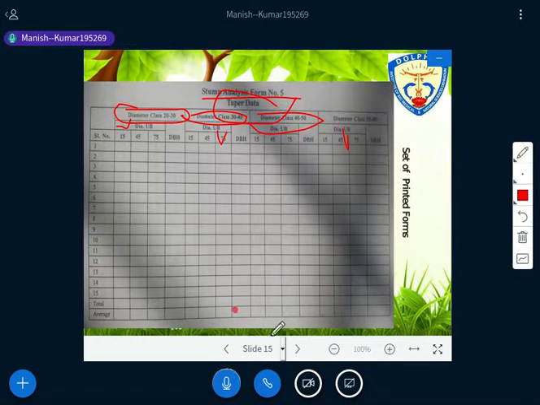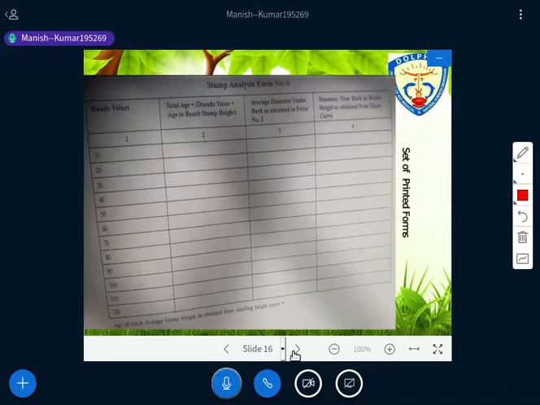Is it clear? And then finally we have this table. This is the stump analysis form number 6. Just look at here, where all this information has to be summarized. So what things have to be there? So these are decade values. As you look at the decade values, 10, 20, 30, 40, 60 have been written over there. Then it is total age. Just look at that, total age formula has been written over there: decade value plus age to reach stump height.